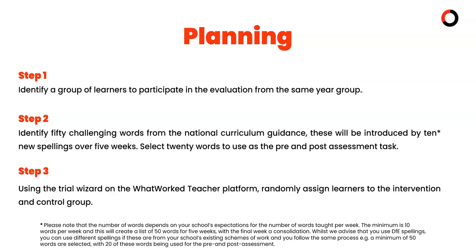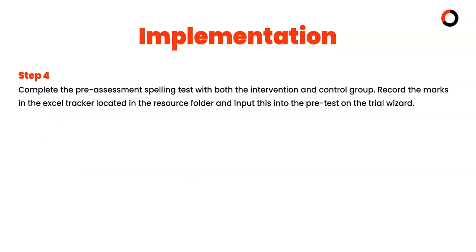Step 3. Using the trial wizard on the What Works Teachers platform, randomly assign the learners to the intervention and the control group. Moving on to the implementation. Step 4. Complete the pre-assessment spelling test with both the intervention and control group, record the marks in the Excel tracker, and then input these into the pre-test on the trial wizard.